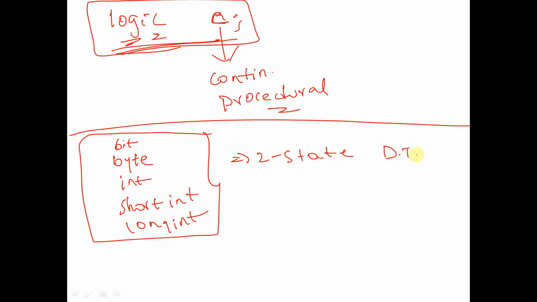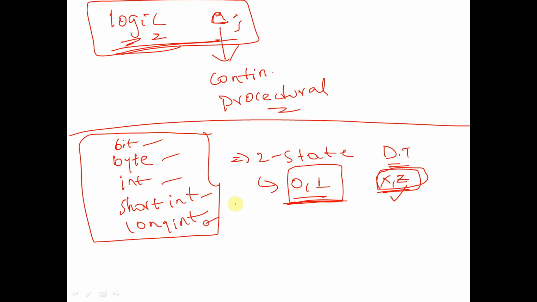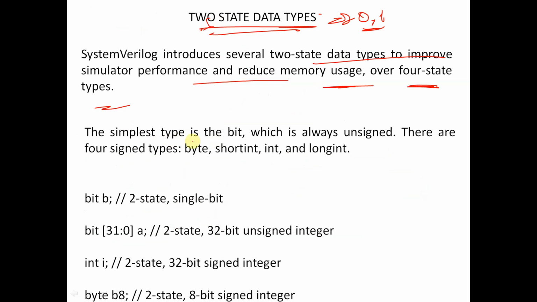Two-state data types can only take the values of 0 and 1. They cannot take the values of x and high impedance. If we try to assign these values also, the simulator will convert those values into 0 or 1. So these are the two-state data types: bit, byte, int, short int, and long int. The simplest type is the bit, which is always unsigned. We will discuss one by one.